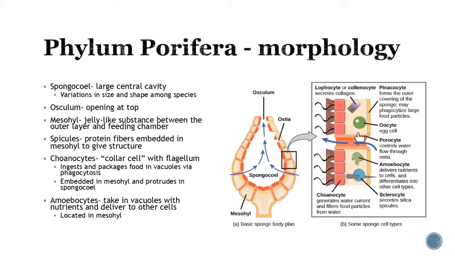Now, as I mentioned, they are filter feeders. If you look right here, there are these little channels, or porocytes, and the water is going to flow through them right here. As the water flows through, it's going to trap and filter the food particles in these choanocytes, and then that's going to be taken into the mesohyl to be absorbed.